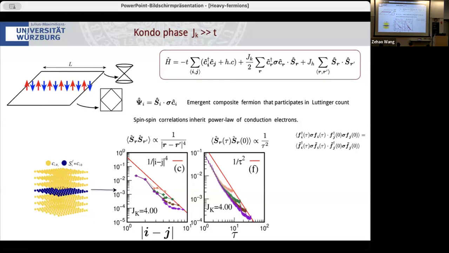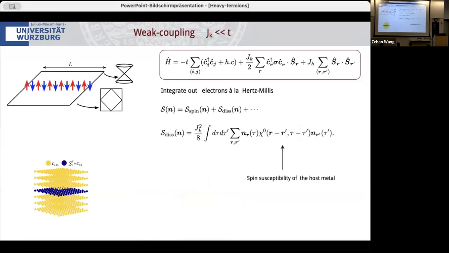Okay. So now what happens for weak coupling? Strong coupling is nice. It's a Kondo metal. What happens for weak coupling? There things become really, really interesting and case dependent. So how do we do that? We say, okay, we're going to try to expand in JK. If JK is small, then what we can do is integrate out the fermions.